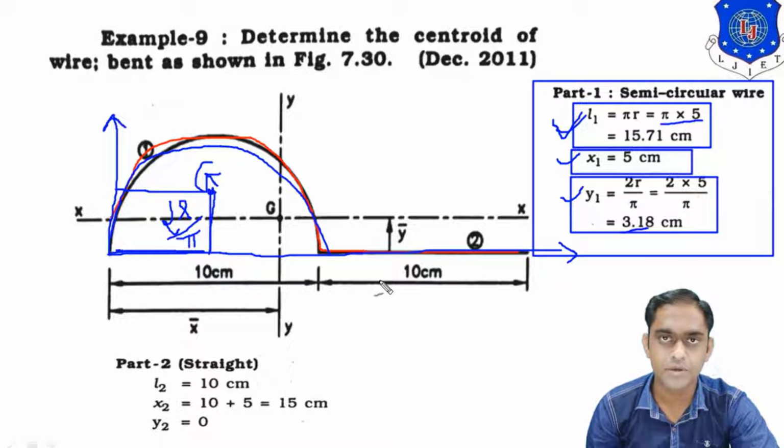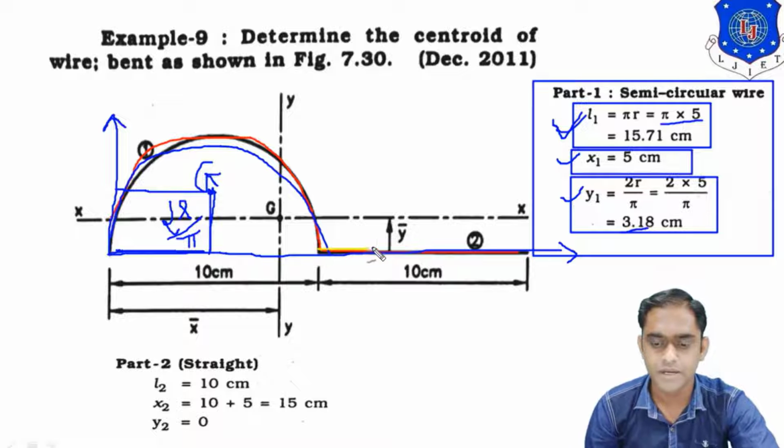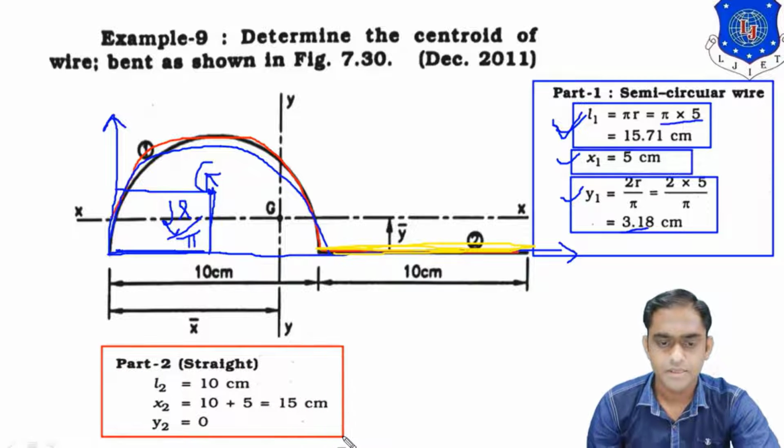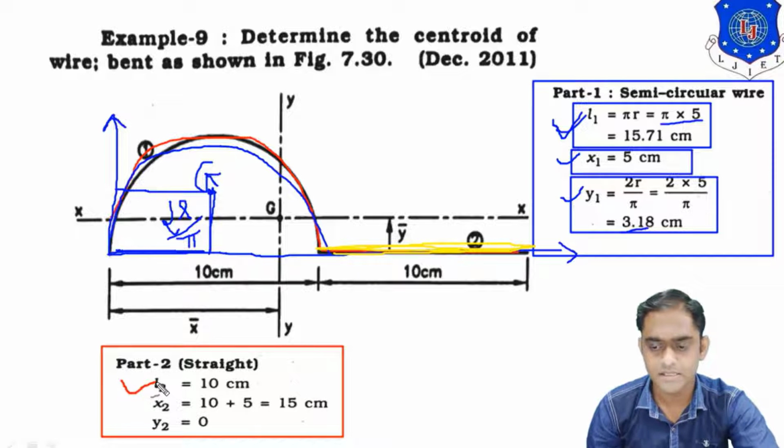Now let us check part 2, which is a straight line. Part 2 is a straight line which is given over here. You can see this yellow color line is a straight line, part 2. Now for the part 2, we have to check the calculations first. Let us see how. This is the part number 2, straight line. In this case, you have to calculate a length, then after x2, then after y2. What is the length of the line?